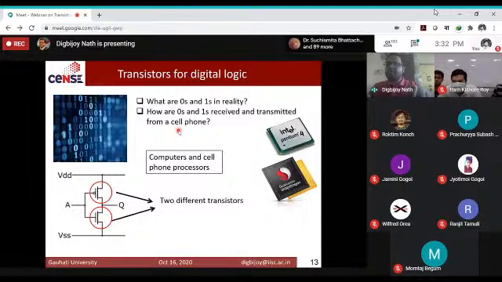Okay, so the transistor is again processing all these zeros and ones. The transistor is sending these zeros and ones. The transistor is also receiving these ones and zeros. Okay, so that's how it is happening, and the basis of this is a logic gate.